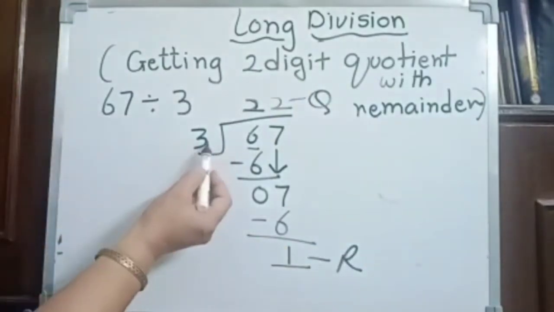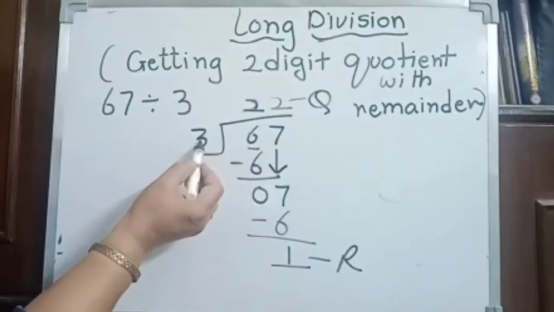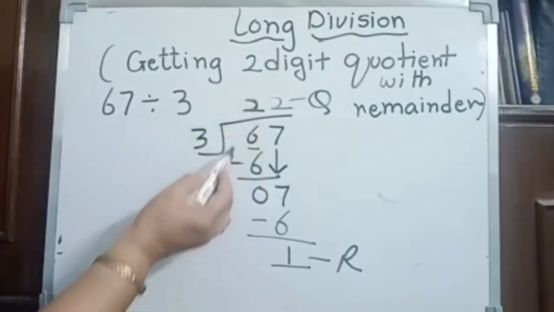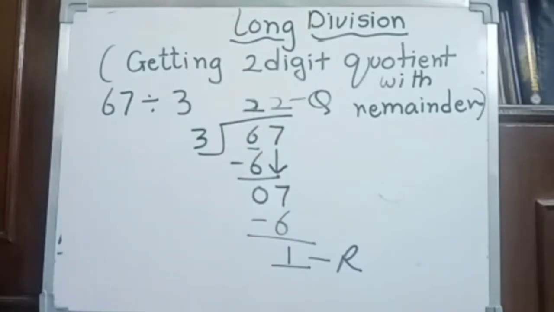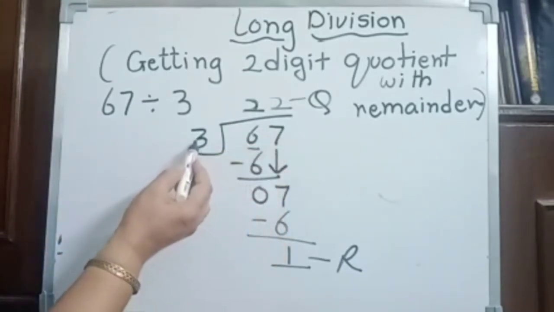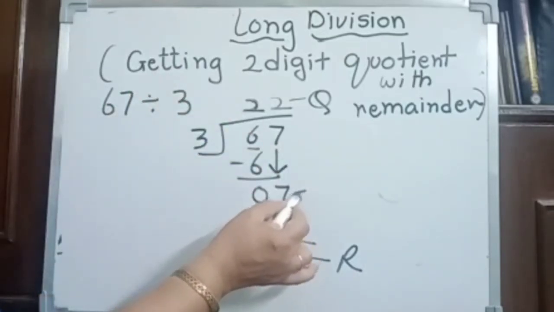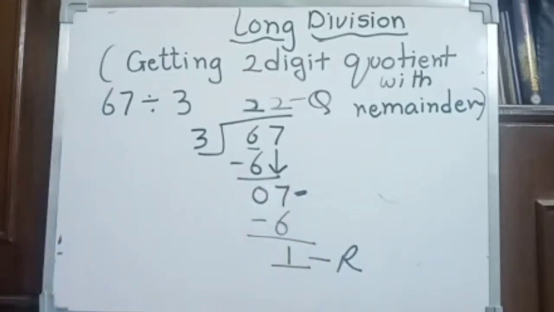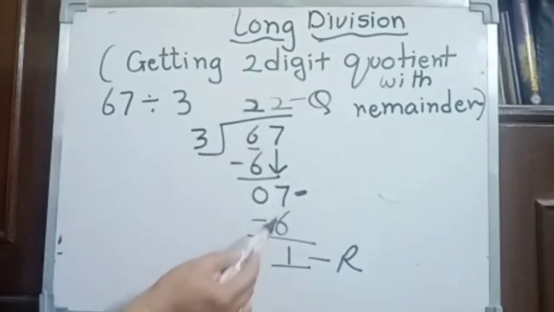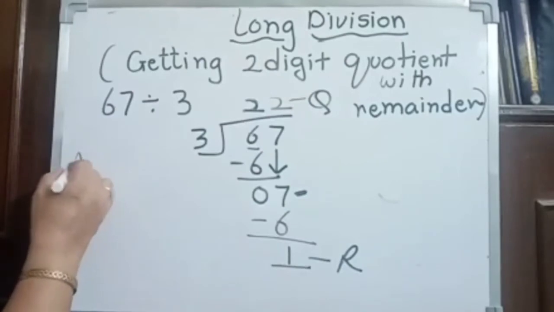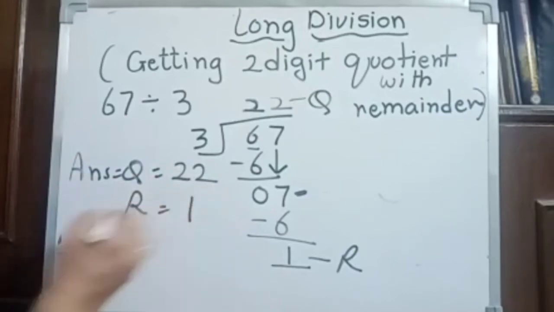Again I am telling you, here close to this. Go to the first number, count the table, call the table of 3. 3 ones are 3, 3 twos are 6. Now 6 minus 6, 0. Now put the arrow and take another number. That is 7. Now call the table of 3, but don't go more than 7. 3 ones are 3, 3 twos are 6, 3 threes are 9. 9 is more than 7, so 3 twos are 6. 7 minus 6, 1. So the answer is Q 22 and remainder is 1.